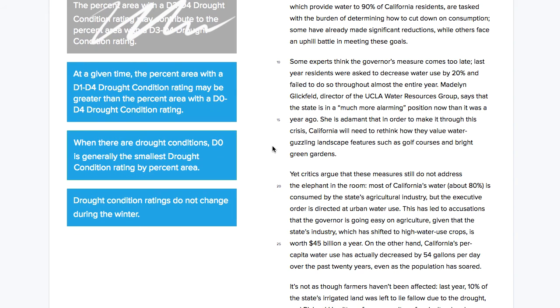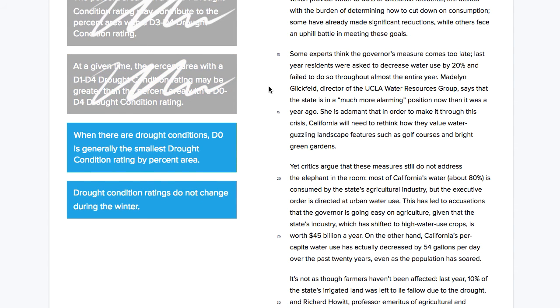For the same reason, we can rule out the next one. The D1 to D4 can't be greater than the D0 to D4 because it includes it, right? It doesn't include D0. D1 to D4 doesn't include D0. So there's no way it could be greater, because it includes all the same things except for one.